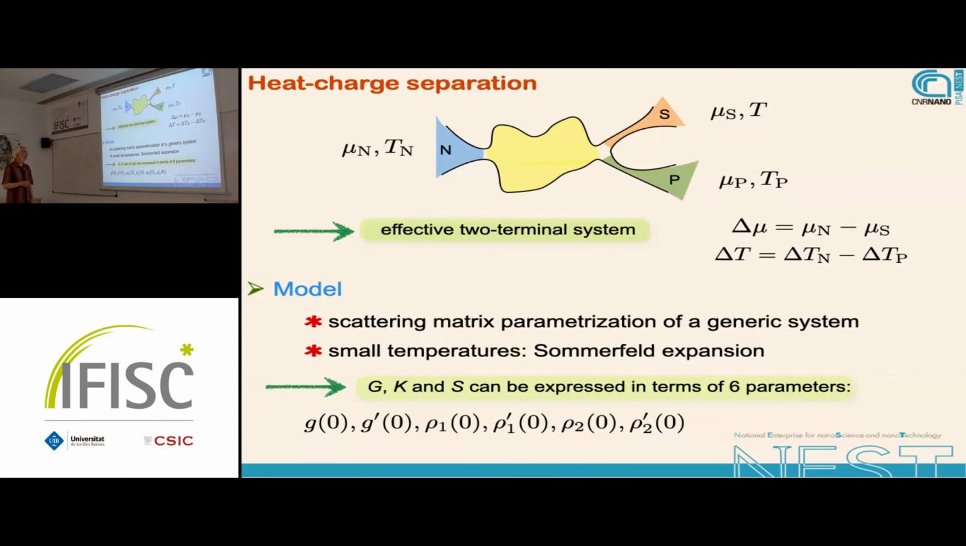So we have some set of parameters which we can play with. We don't know exactly what they are physically. We know that they enter the scattering matrix. So we don't know exactly which system physically we are considering, but we know that we are changing some parameters. And we want to see what happens by changing these parameters, how we can play with the heat, with the transport coefficients, at least in the linear response.